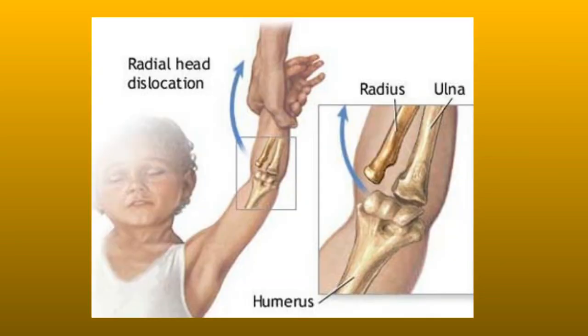Now next is the pulled elbow. This occurs in small kids or children. Whenever you try to lift a small kid by holding the wrist or the forearm, a very sudden jerk happens at the elbow, and because of this sudden powerful jerk, the head of the radius gets dislodged from the grip of the annular ligament. Okay, and because of this, subluxation of the head of the radius occurs, known as the pulled elbow.